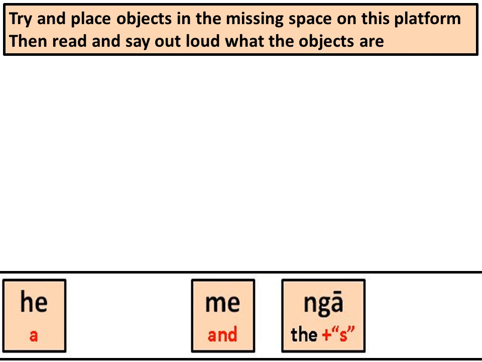Try and place objects in the missing space on this platform. Then read and say out loud what the objects are. He, me, ngā: a, and, the.